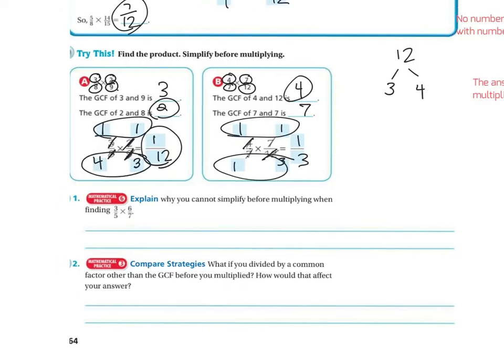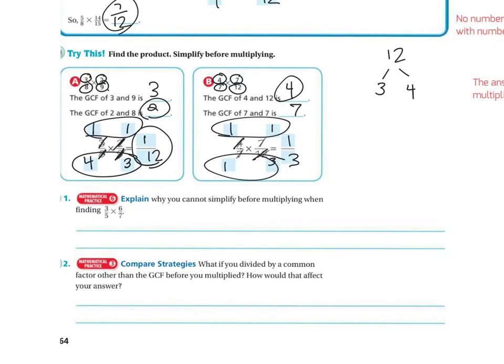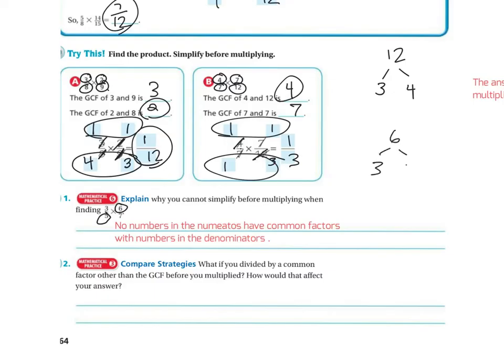So let's explain why you cannot simplify before multiplying when finding 3/5 and 6/7. Well, no number in the numerators have common factors with the denominators, right? So if I'm looking at this one, 5 and 6, they don't have a common factor. When I break apart 6, I get 3 and 2, right? And when I break apart 5, I get 5 and 1. So they don't have a common factor. So in this particular problem, I can't simplify it. You can only simplify prior if they have a common factor.